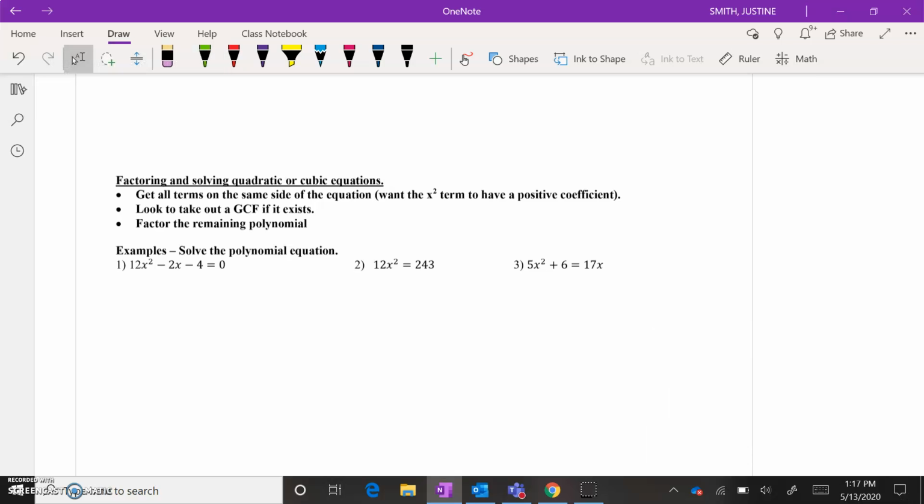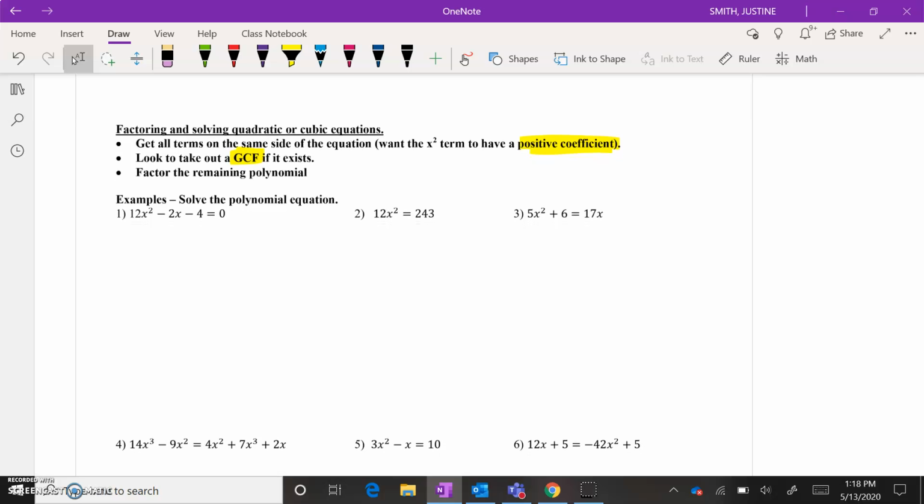If you look at the steps here, you always want to get all the terms on the same side of the equation, and you want the x squared term to always have a positive coefficient. So you always want to set your equation equal to 0. Then you want to see if you can take out a GCF, and then you're going to be factoring the remaining polynomial. This first one is already set equal to 0, and then you're going to take a GCF out of 2, right? So we're going to have 6x squared minus x minus 2 is equal to 0.